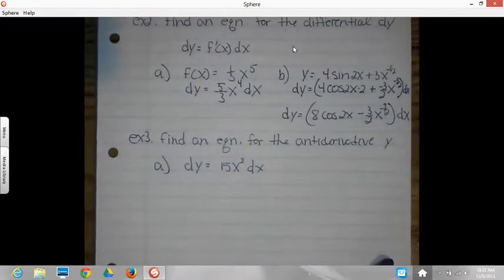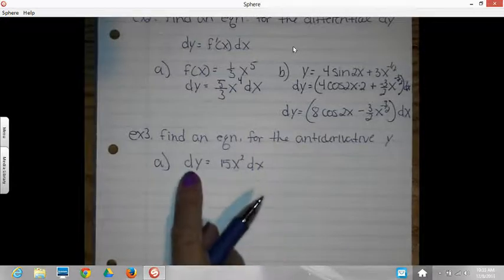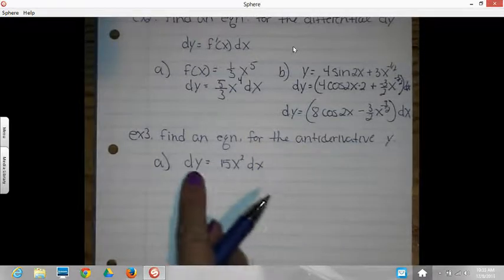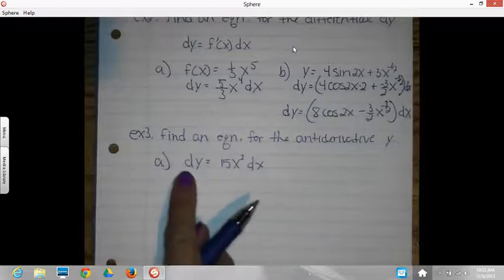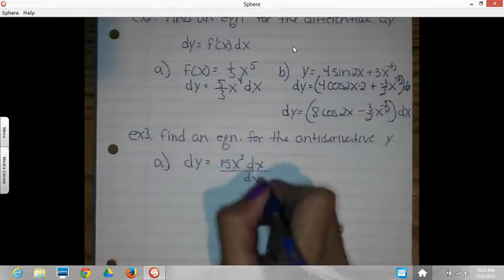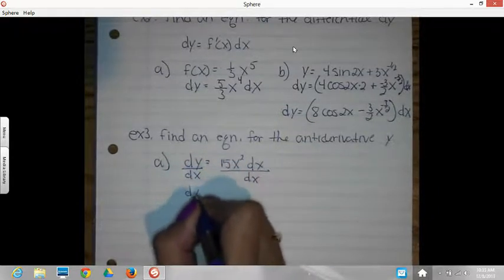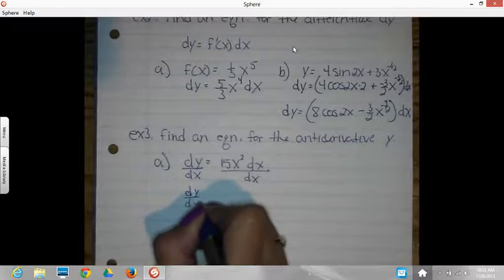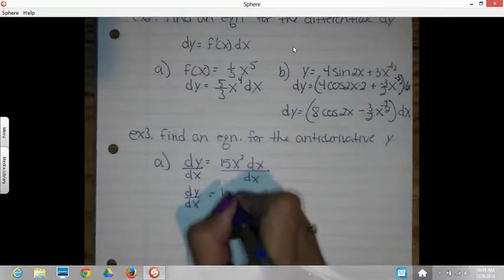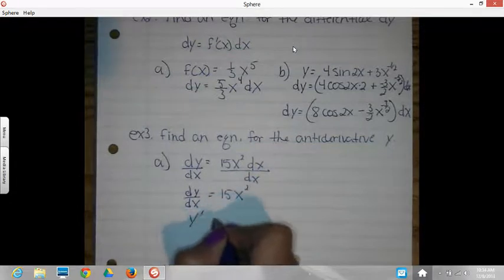Well, what I need to start with is the derivative. This is almost the derivative. All I've got to do to make it the derivative is get dx underneath here. And I can do that by dividing both sides by dx. So dy over dx equals 15x squared. That's like saying y prime equals 15x squared.